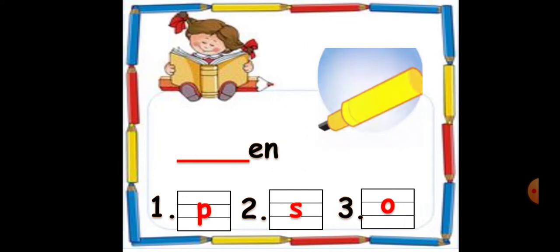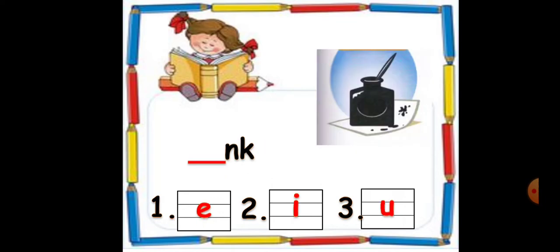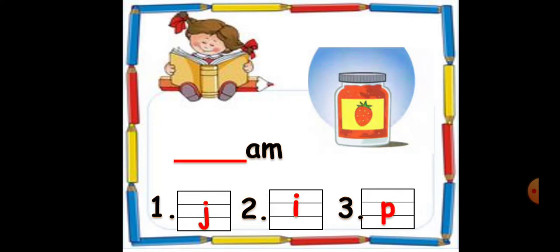What about this one? Yes, so the missing letter is pa, and the word is pen. Look at this one. Can you remember it? What is the missing letter? Yes, it's number two, E, and the word is ink. Let's move to this one. Where is the right letter for it? Excellent. So it's number one, and the word is jam.